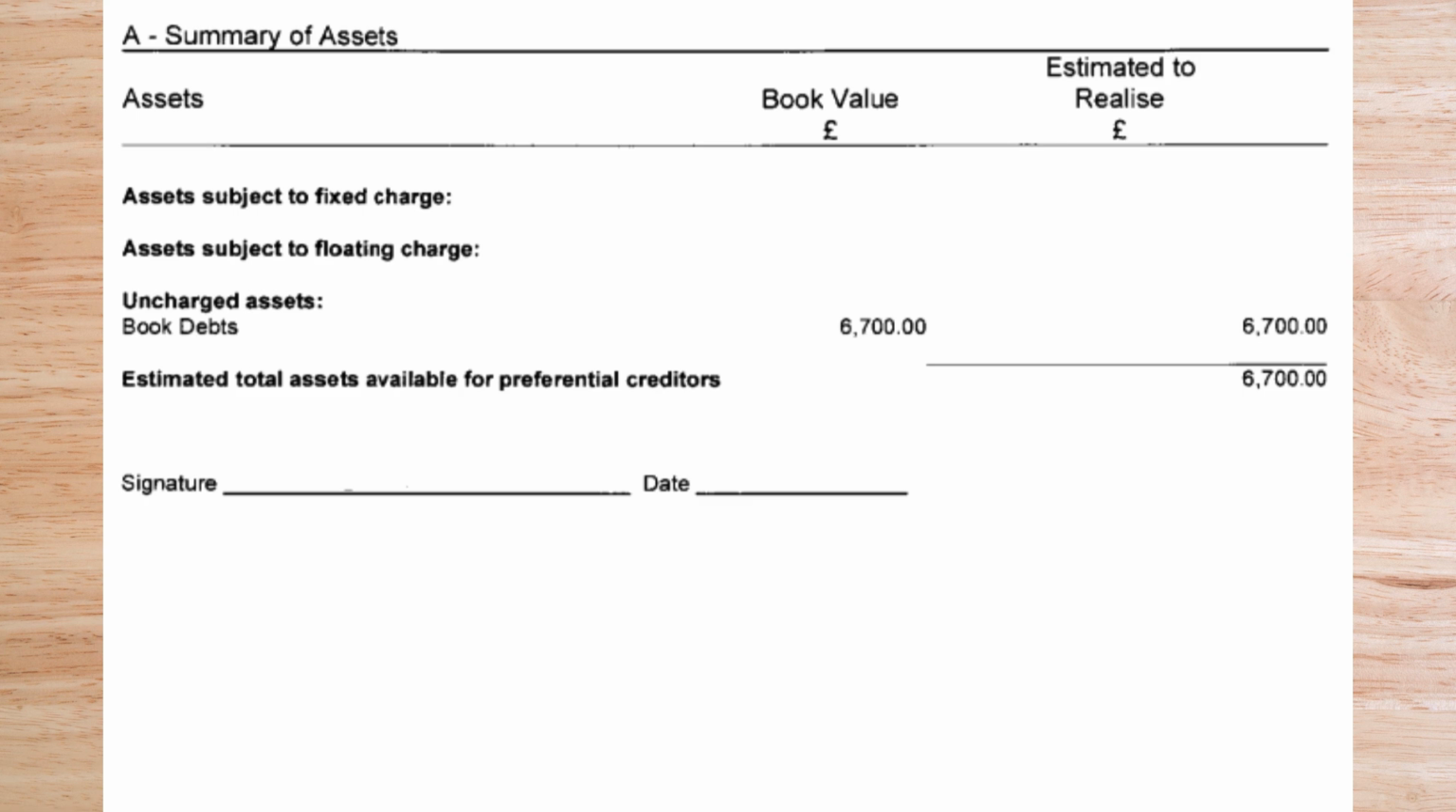And so in this case, the book value, which is the value written down in the company's accounts, is 6,700, and then the estimate to realise, that's how much the directors think the liquidators will be able to realise when they've collected in that asset. So here you can see they expect to collect in 100% of those book debts, so they all seem good, and therefore the total assets are going to be £6,700.